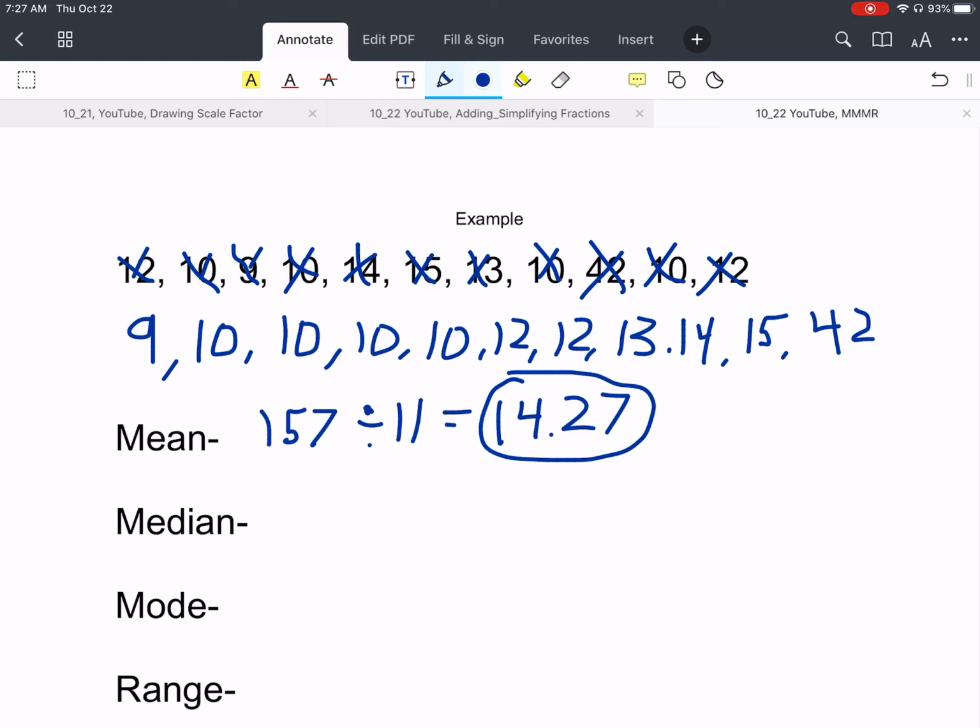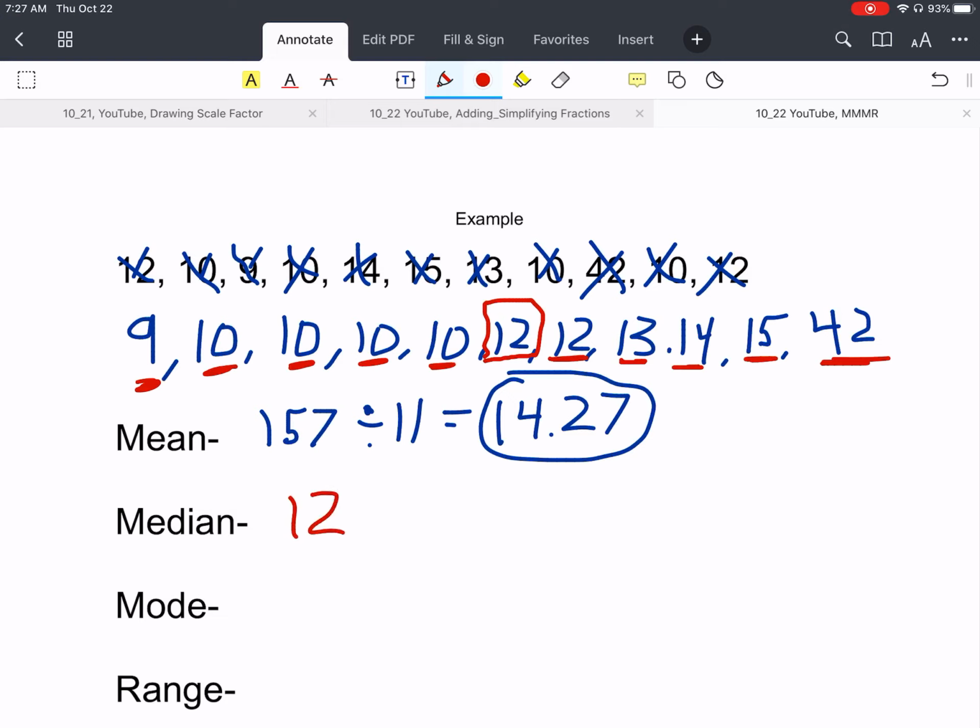To find the median, we're going to be starting from the outside and trying to identify the middle number. So what I do is I take each end and go one at a time. So 42 and 9 are the ends, 15 and 10, 14 and 10. These numbers I'm underlining, I'm just narrowing down to the middle. So 13 and 10, 12 and 10. And now I can see there was one number left in the middle, which is 12. And that is our median.